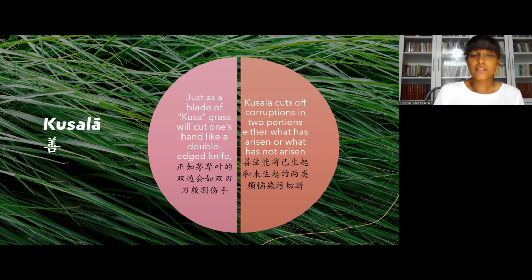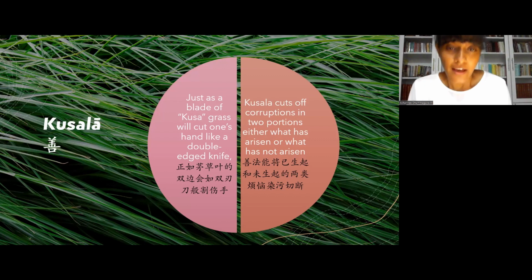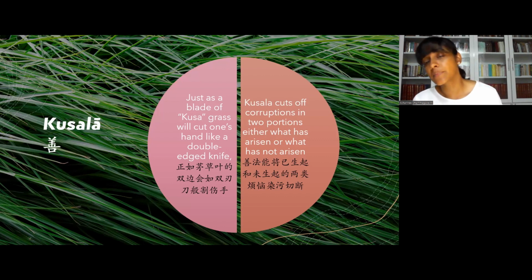The word Kusala has another meaning, and there is a type of grass called Kusa. And if you take the blade of this Kusa grass and try to hold it in your hand, it will cut one's hand like a double-edged knife. Likewise, these Kusala have the ability of cutting off corruptions into 2 portions, either the unwholesome states that have arisen or those that have not arisen.